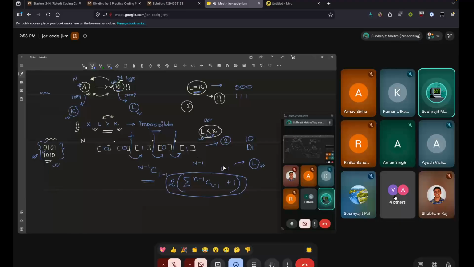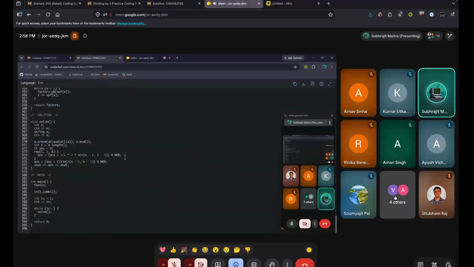Once you understand that substring thing, it's all about maths and combinatorics and nothing else. You see the question? I found the compressed string and its length. Then for all lengths from 1 to K, I compute nCr of n minus 1, L minus 1, take the mod that they have told, and continue to add that.